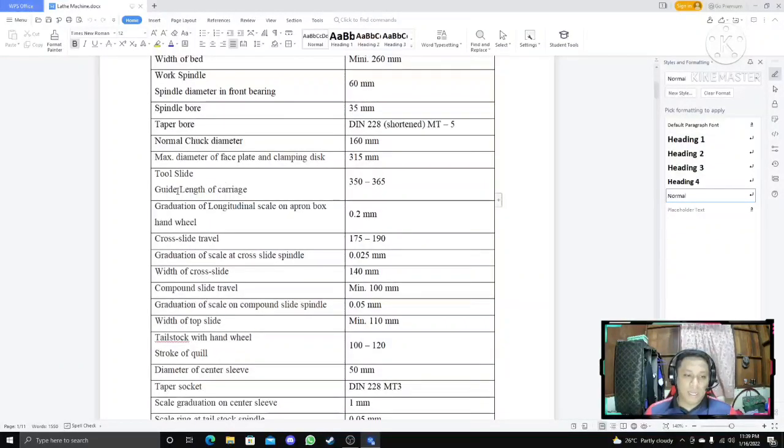Tool slide: guide length of carriage 350 to 365. Graduation of longitudinal scale on apron box hand wheel 0.2 mm. Cross slide travel 175 to 190. Graduation of scale at cross slide spindle 0.025 mm. Width of cross slide 140.